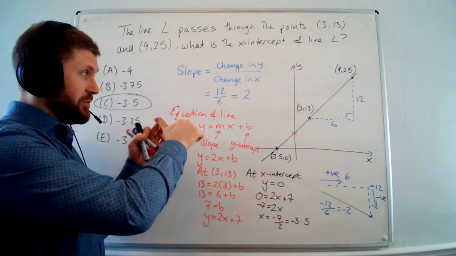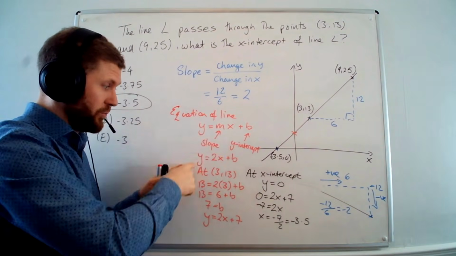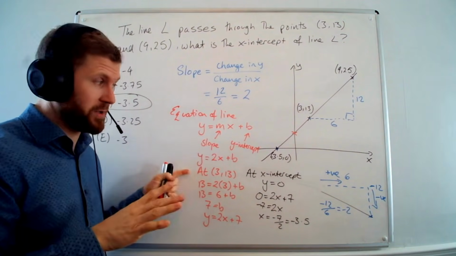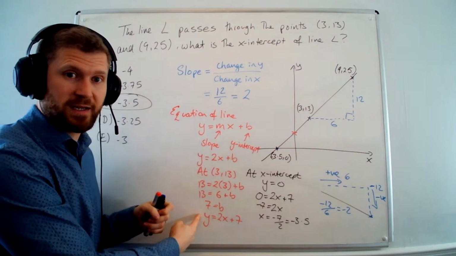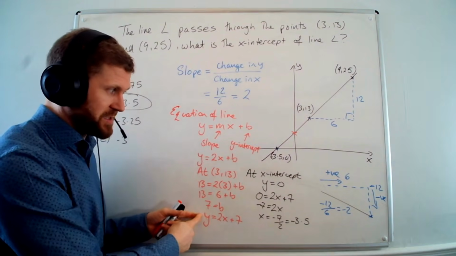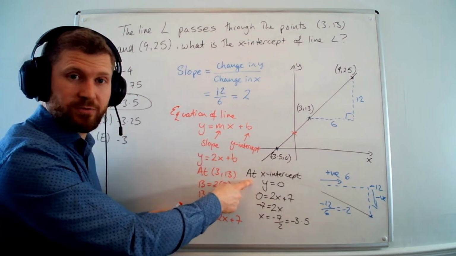Like I said, we found the slope first. We used the slope and one of the coordinates. It doesn't matter which one. We could have done it with the other one, but we used the slope and one of the coordinates to find the equation of the line. And then once we had the equation of the line, we said at the x-intercept, y was equal to 0.